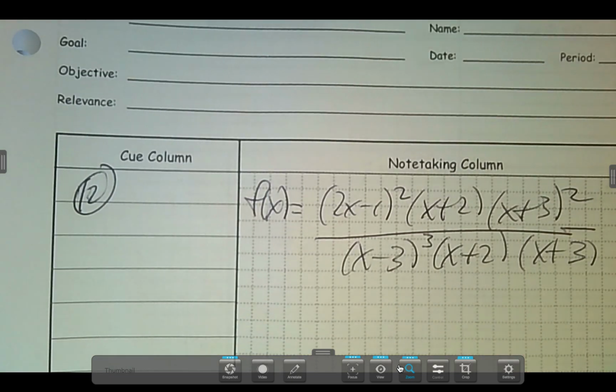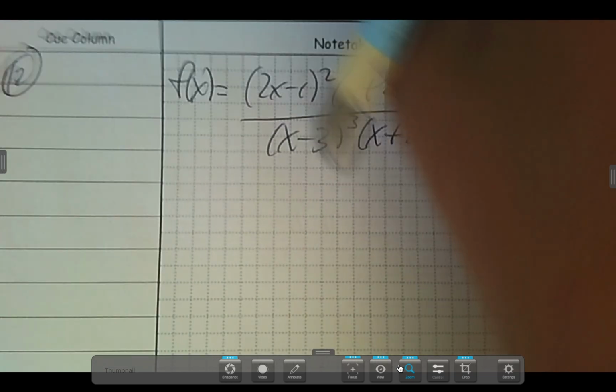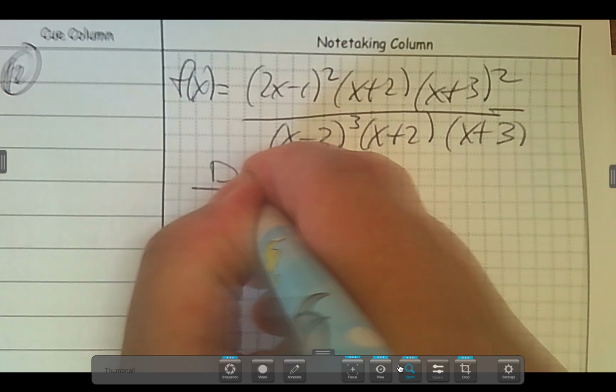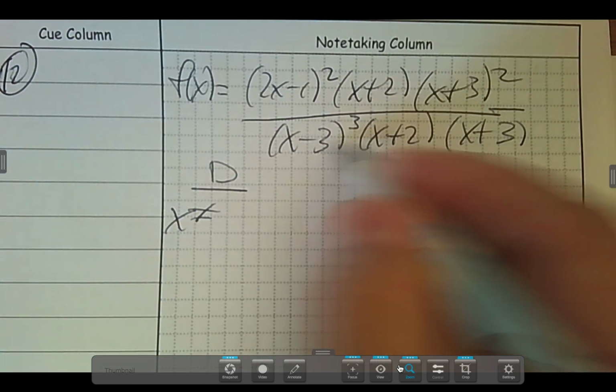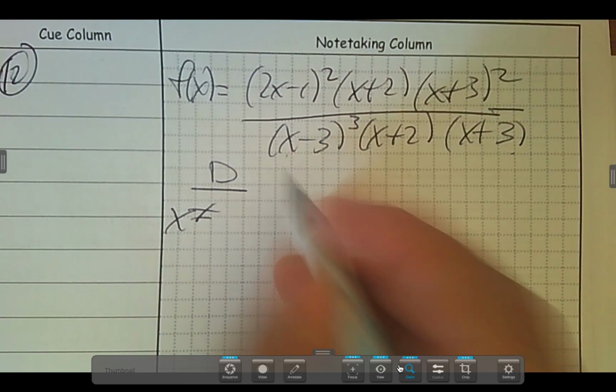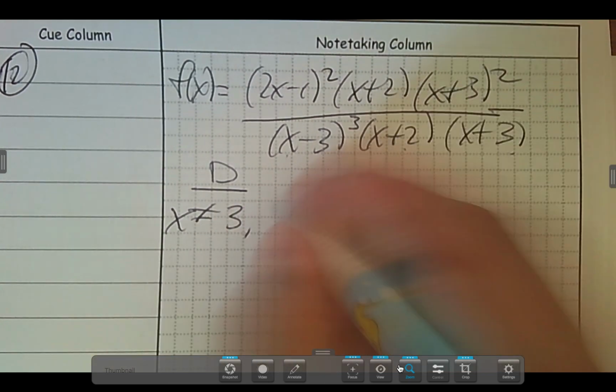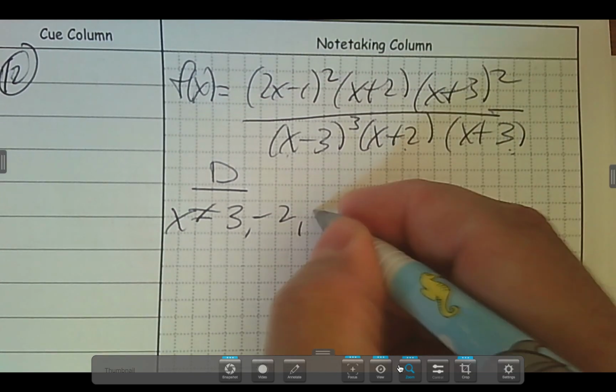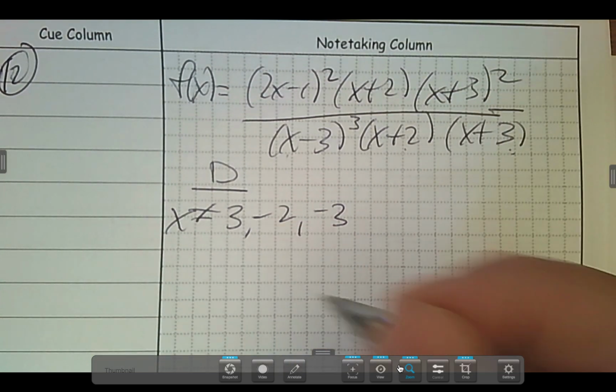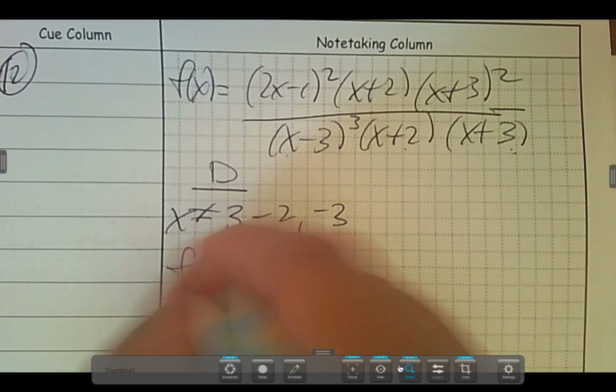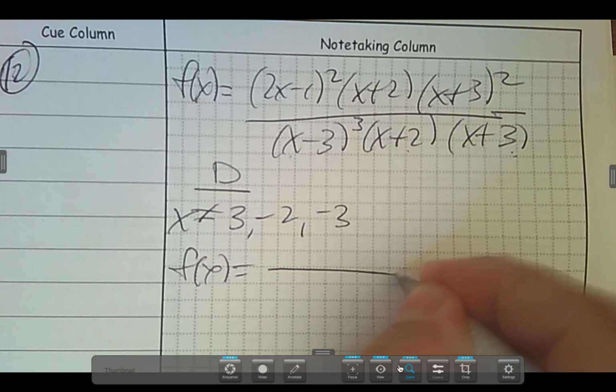All right, let's see what we got here. Just break it down one step at a time. So first thing I'm going to look at is the domain, what x can't be, by looking at the denominator. So positive 3, negative 2, and negative 3. And then I'm going to reduce it down. So then what does f(x) equal if I reduce it down?